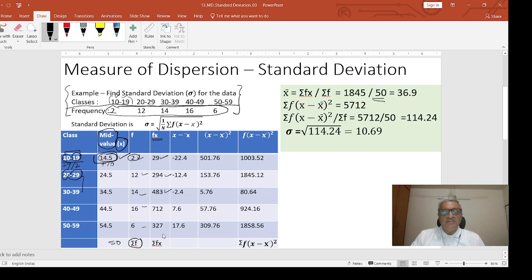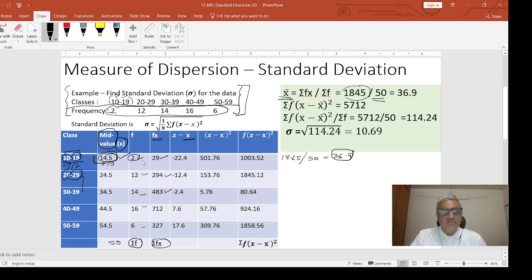So I find fx, and my sigma fx, the summation of this column, comes out to be 1845. 1845, which is my summation fx, divided by summation f, which is 50, gives me 36.9, and 36.9 is the mean, that is x bar, for this particular distribution. This is how I find the x bar.